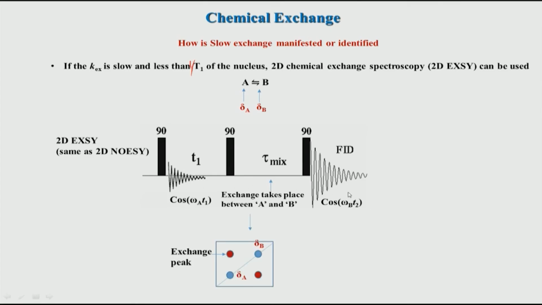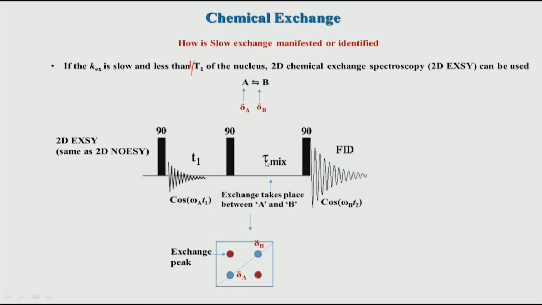Now if we do a 2D Fourier transform, this is how the spectrum will look. These are the two diagonal peaks. As I said, never 100% transfer takes place. So whatever remains on A during both these periods is called a diagonal peak. A and B will both have a diagonal peak, and this exchange peak is called a cross peak, and that is coming because A got converted to B or B got converted to A.